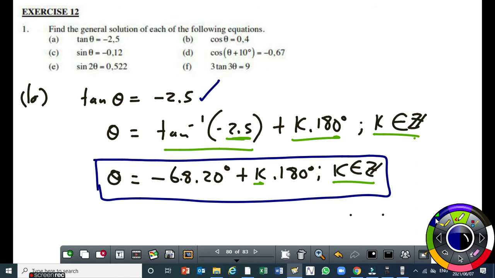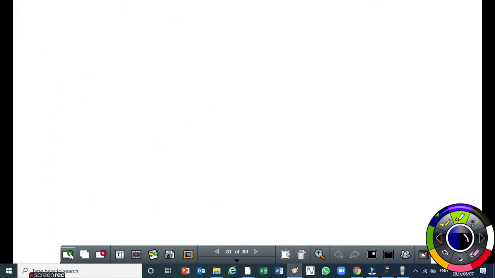So that's the first one. Then B, we have got cos theta equal to 0.4. Your control test has got two questions on trig equations, and you have to know how to answer them. Otherwise, you come out of the test and say it was very difficult.